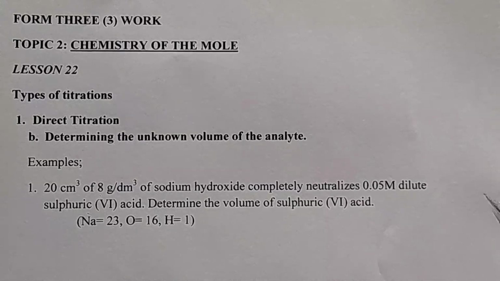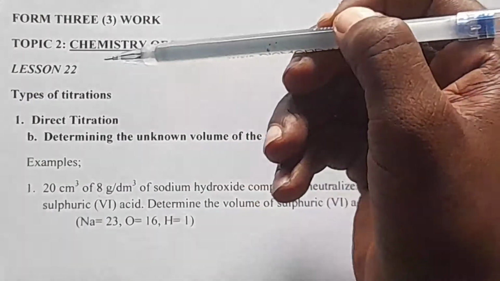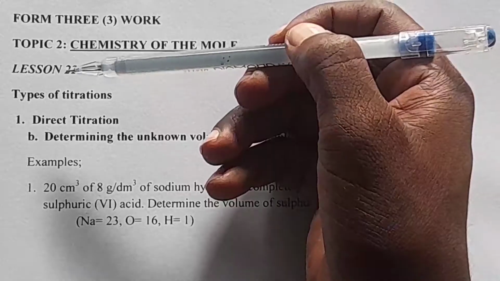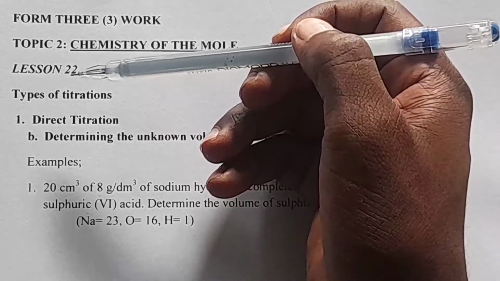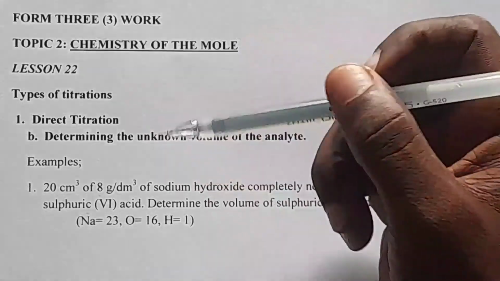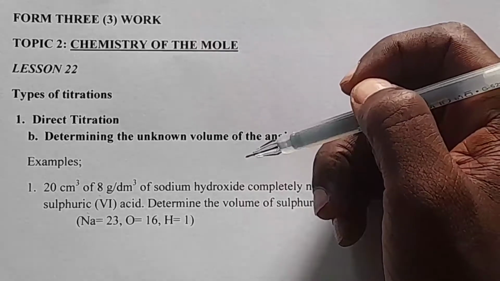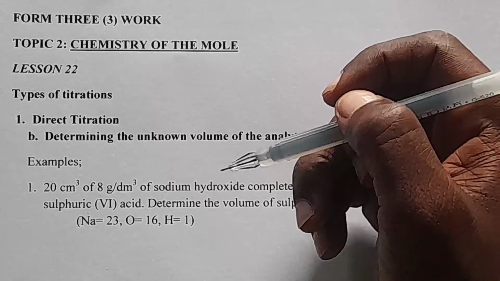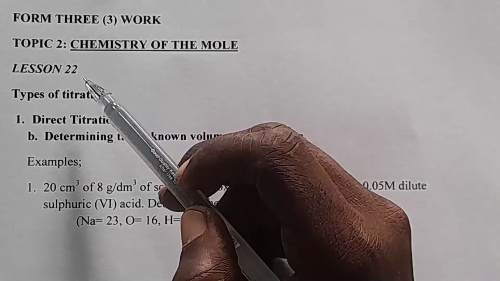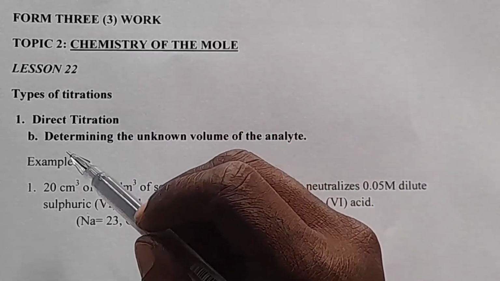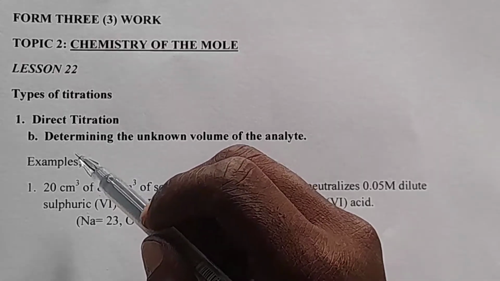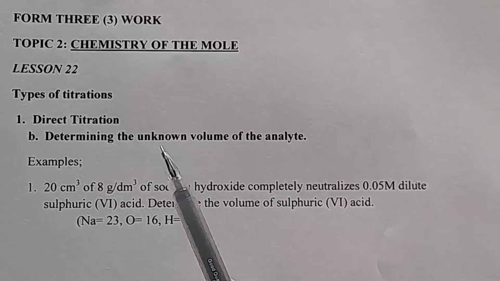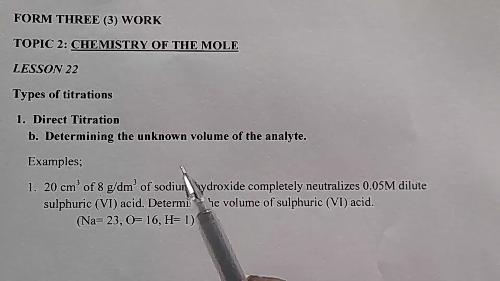Hello students, welcome. Previously, in lesson 21, form 3 topic 2, we were dealing with direct titration with the aim of determining the unknown concentration of the analyte. We have done example number 6. So today, lesson 22, we are going to do part B, or the second aim of direct titration, which is determining the unknown volume of the analyte.